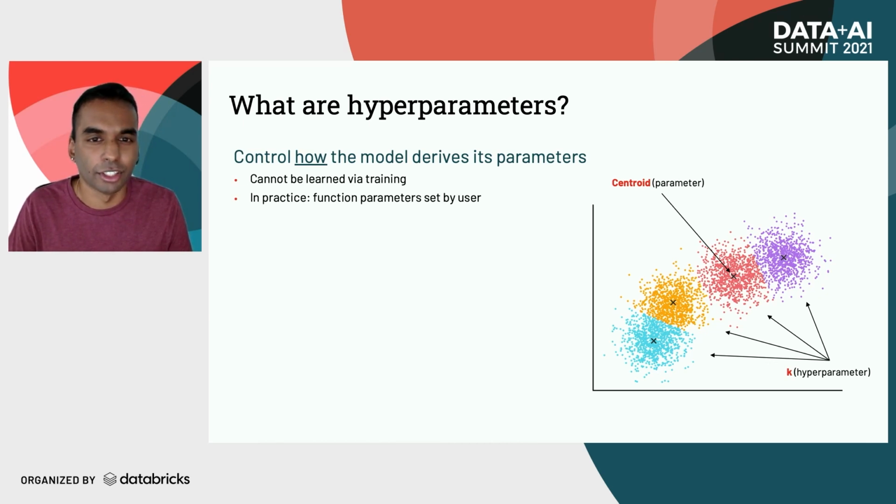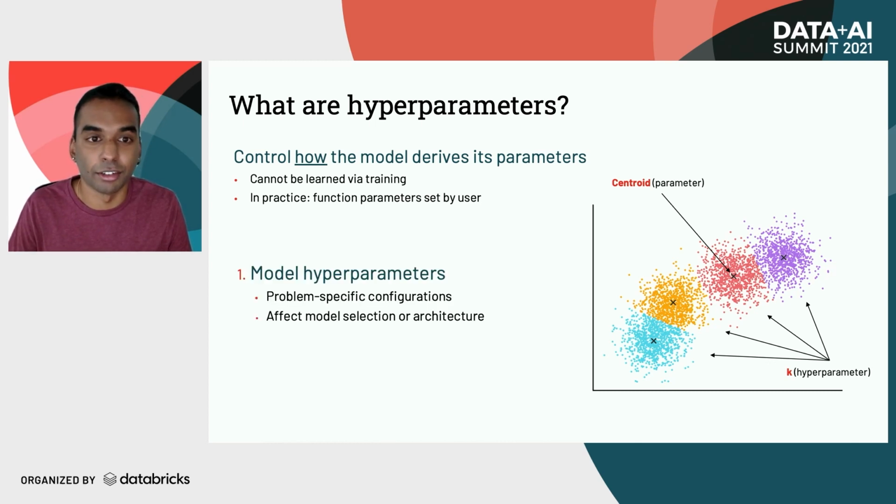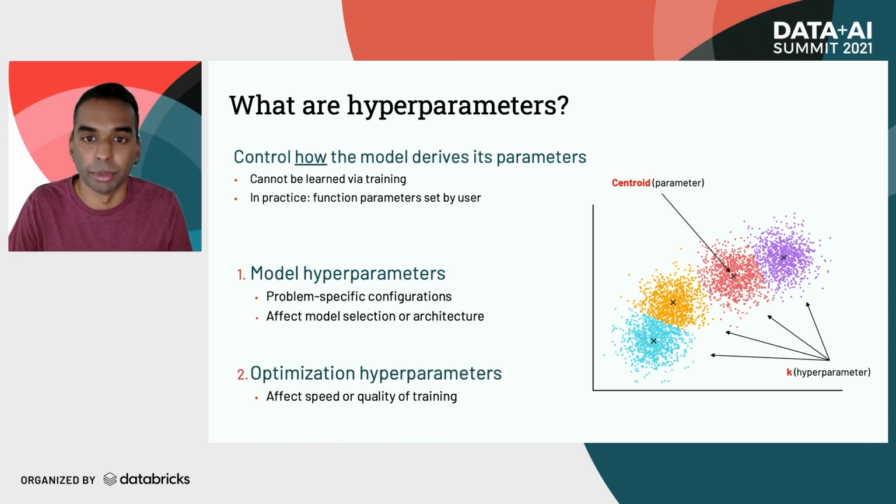Hyperparameters typically fall into two categories, the first being model hyperparameters, which are problem-specific and affect the architecture of the trained model. K in k-means can be classified in this bucket because it determines how many clusters we derive. The second category is what I'll call optimization hyperparameters, which don't directly impact the model, but instead affect the speed or the quality of the training. Taking k-means as an example once again, we could run the algorithm any number of times to try and refine our clustering, and the number of iterations or epochs can be considered an optimization hyperparameter.